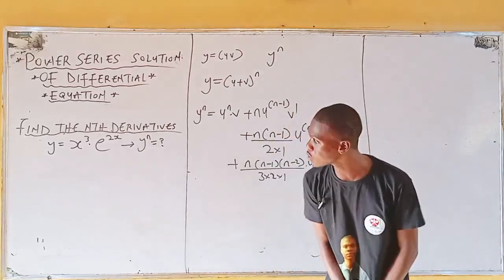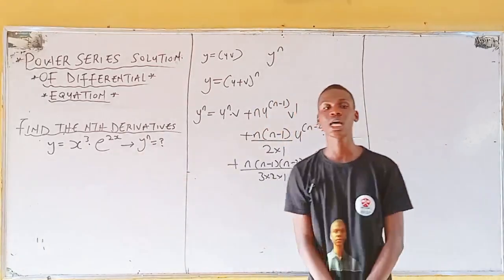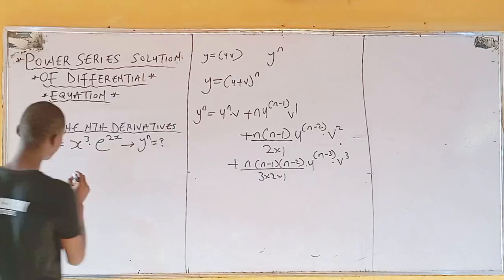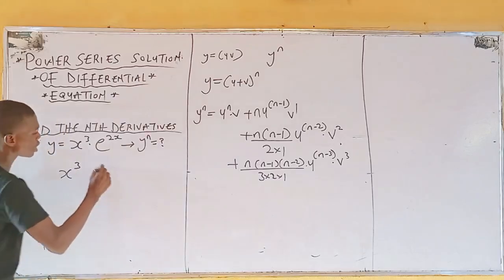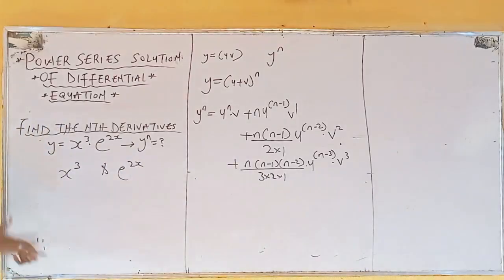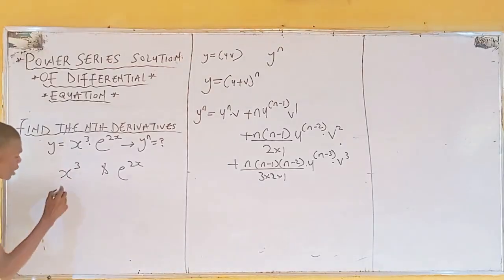But the question now is, what is my u, what is my v? How do we tackle that? Look at this question. Say this is x cubed, and say this is exponential 2x. By the time you start performing your higher derivative, one of these two ends up having 0. Meaning by the time you differentiate this first time, what do you have?